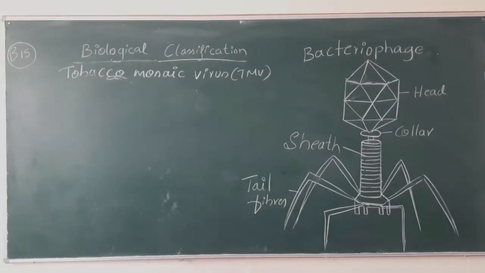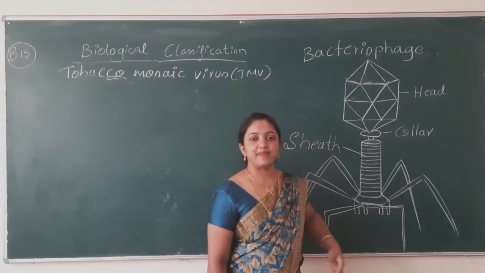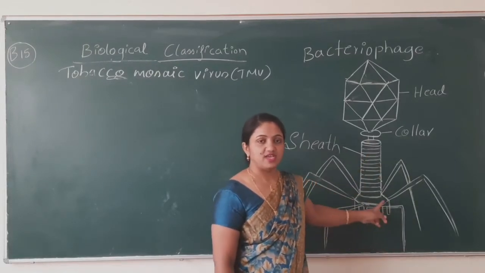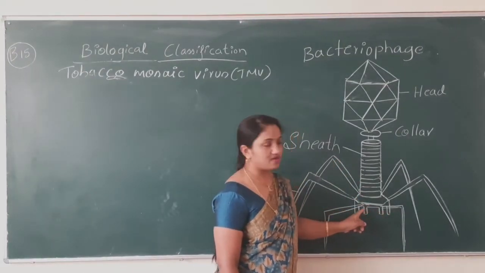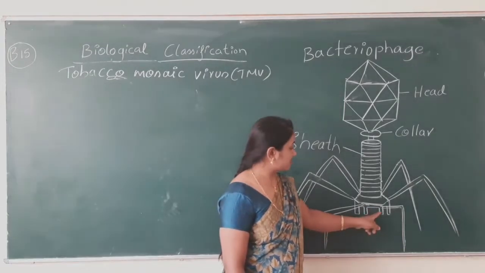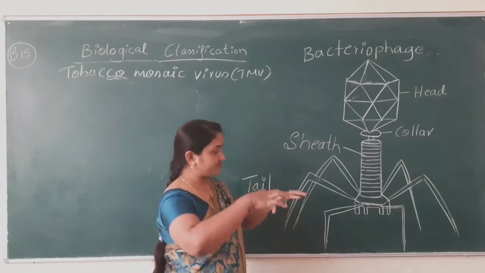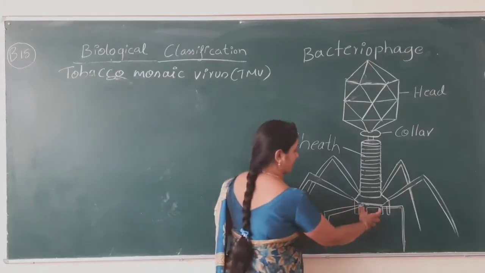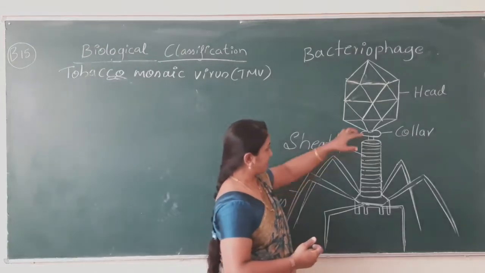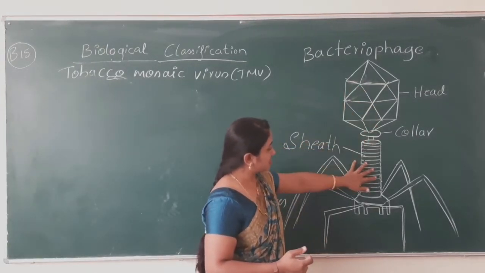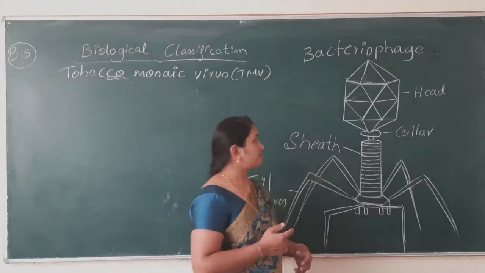Now, whenever this bacteriophage wants to infect the bacteria, first it will pierce the bacteria from this end plate. First it will sit on the bacteria, the tail fibers will hold the bacteria, and then the end plate will penetrate the bacteria, and then from this side the genetic material passes and enters inside the bacteria.